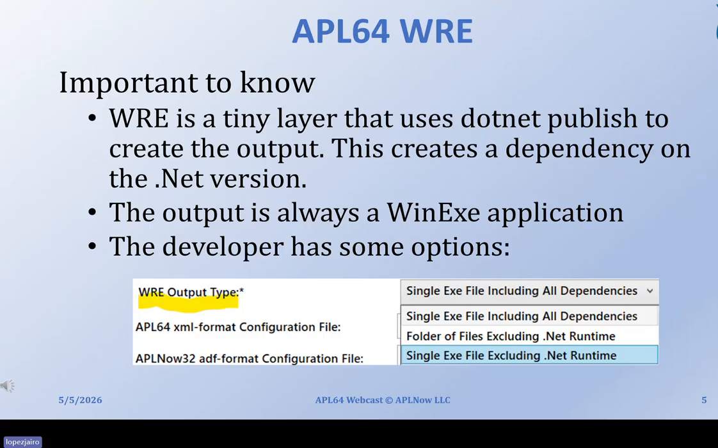If you have the files or the single exe excluding the .NET runtime, then it is your responsibility to guarantee that the .NET 10 runtime is on the client's machine. If it is not, when your end users double click the exe, they will get a Windows-provided error message saying you need the .NET runtime to run this thing.